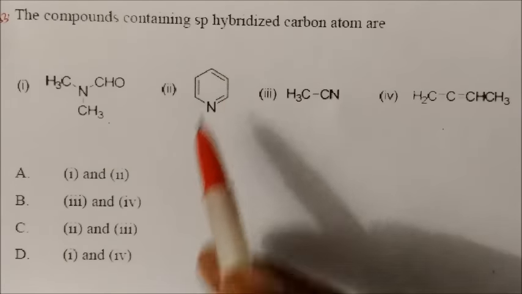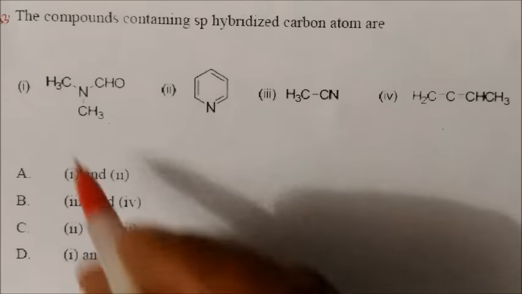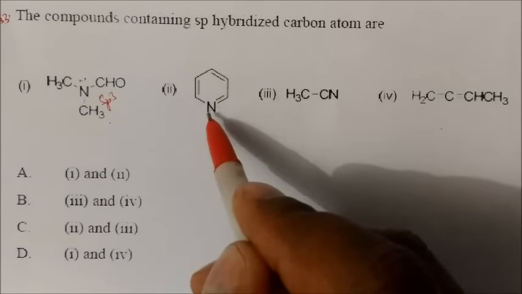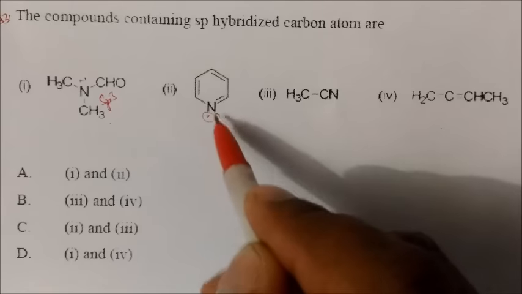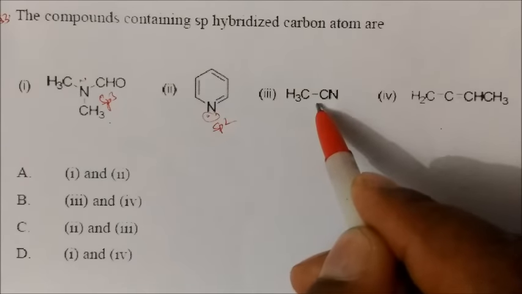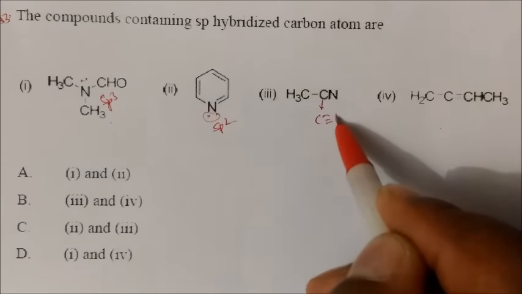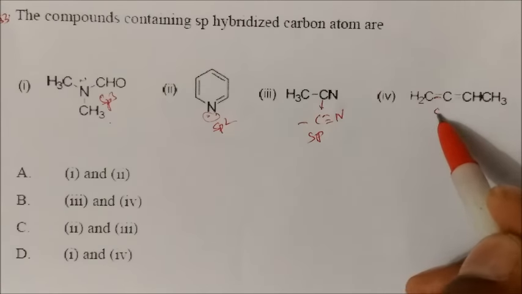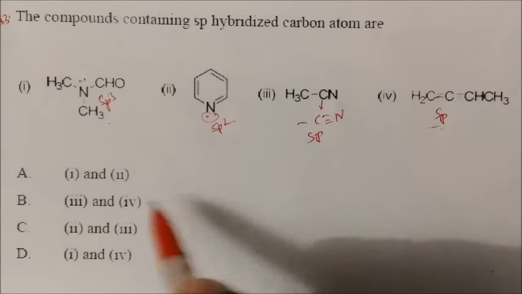The compounds containing sp hybridized carbon atom is. So this is a lone pair. This will be 1, 2, 3 sp3. One lone pair, so this will be 1, 2, 3 sigma bonds, sp2. This carbon will be C triple bond N, so definitely sp. And this has 2 double bonds, so this will be sp. So 3 and 4 are sp. So this answer is correct.